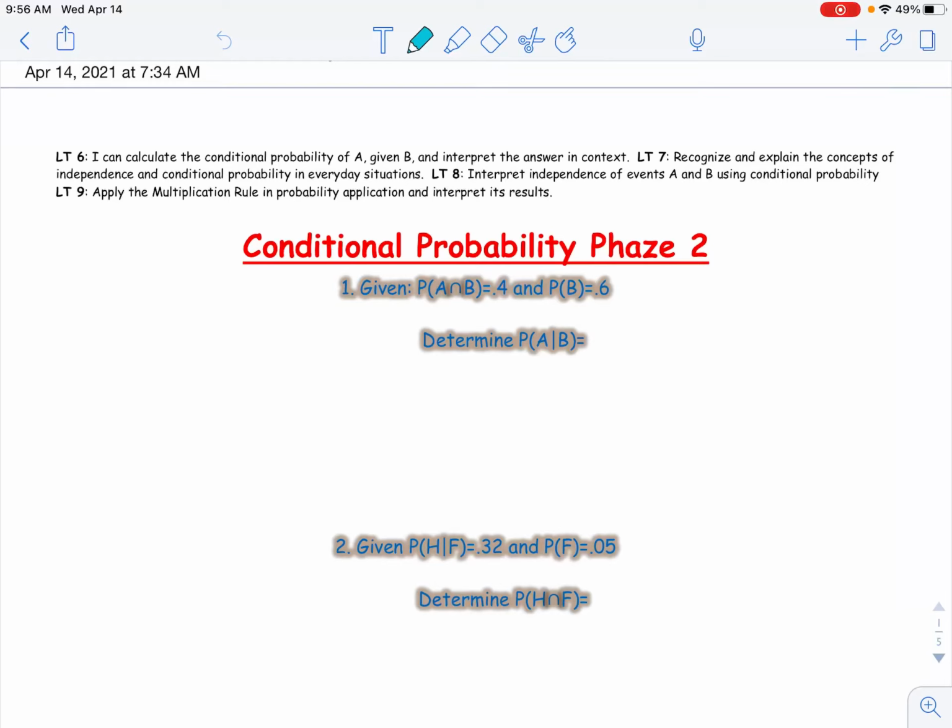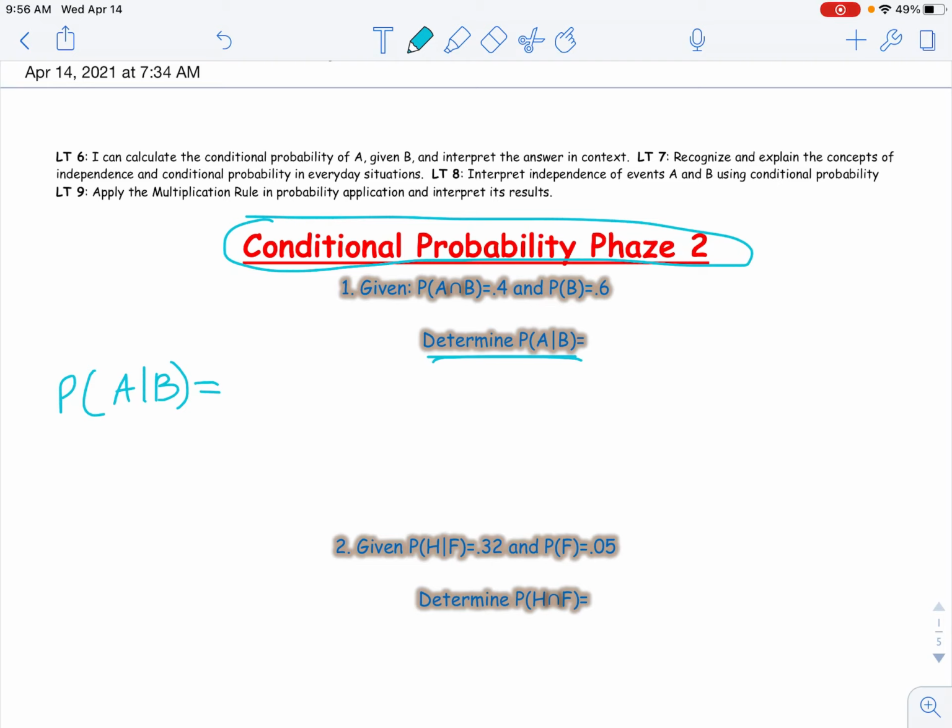All right, students, so now we have conditional probability phase 2, and it's really just picking up where we left off in the notes from yesterday. We're getting good at the formula. Just review the formula, how it works. You need to determine the probability of A given B. All right, so that's the probability of one event happening, given that another event is already happening.